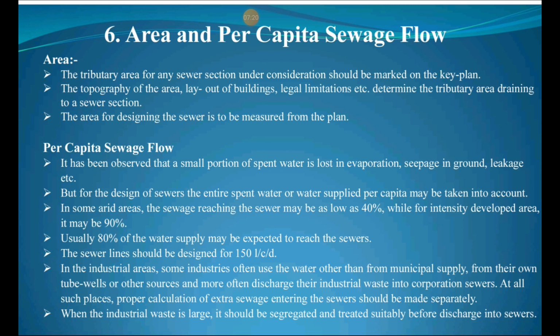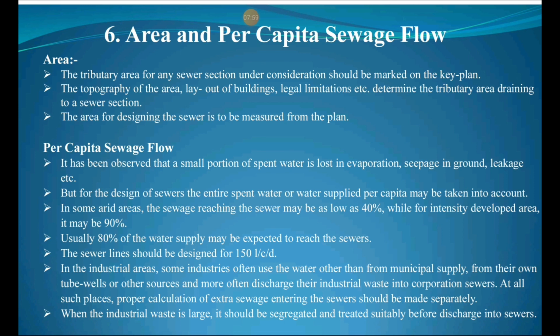It has been observed that a small portion of spent water is lost in evaporation, seepage in ground, leakage, etc. But for the design of sewers, the entire spent water or water supplied per capita may be taken into account, and that is, the sewer line should be designed for 150 liter per capita per day. Usually 80% of the water supply may be expected to reach the sewers. In some cases it is 90%, but in some arid areas it may be as low as 40%. Such questions are asked in the objective type of examinations.